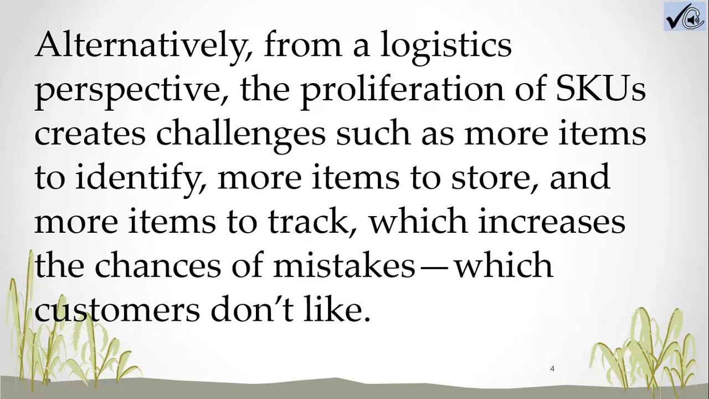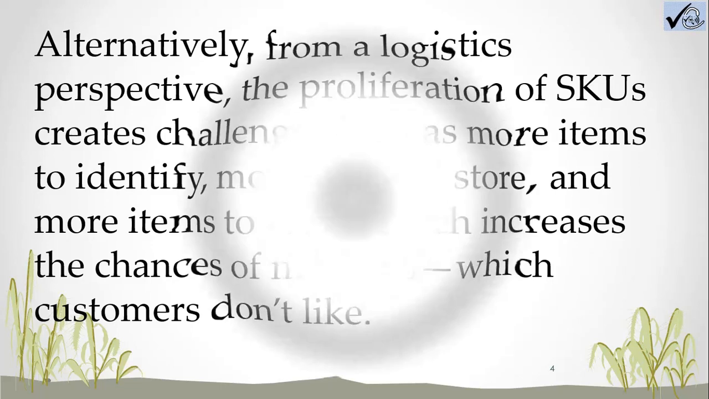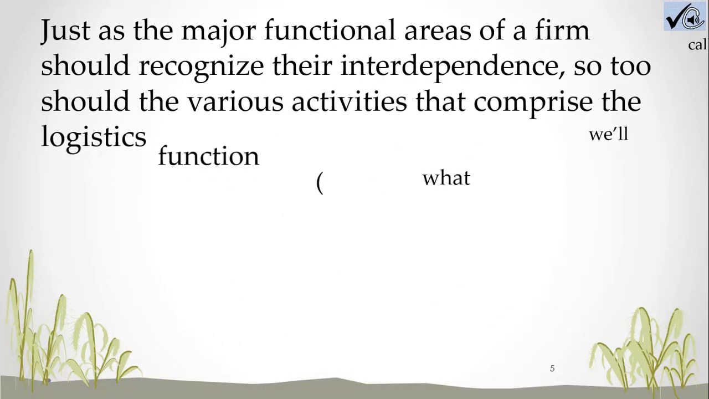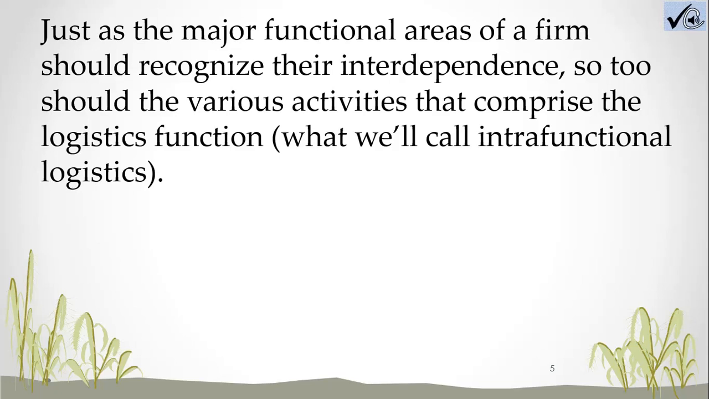An example of misidentification involves a consumer products company that mistakenly assigned the same product code to a 3-pack, 6-pack, and 12-pack of a particular product it sold. Imagine the reaction of the customer who ordered a 3-pack of the product, only to receive a 6-pack or a 12-pack of it. Just as the major functional areas of a firm should recognize their interdependence, so too should the various activities that comprise the logistics function.